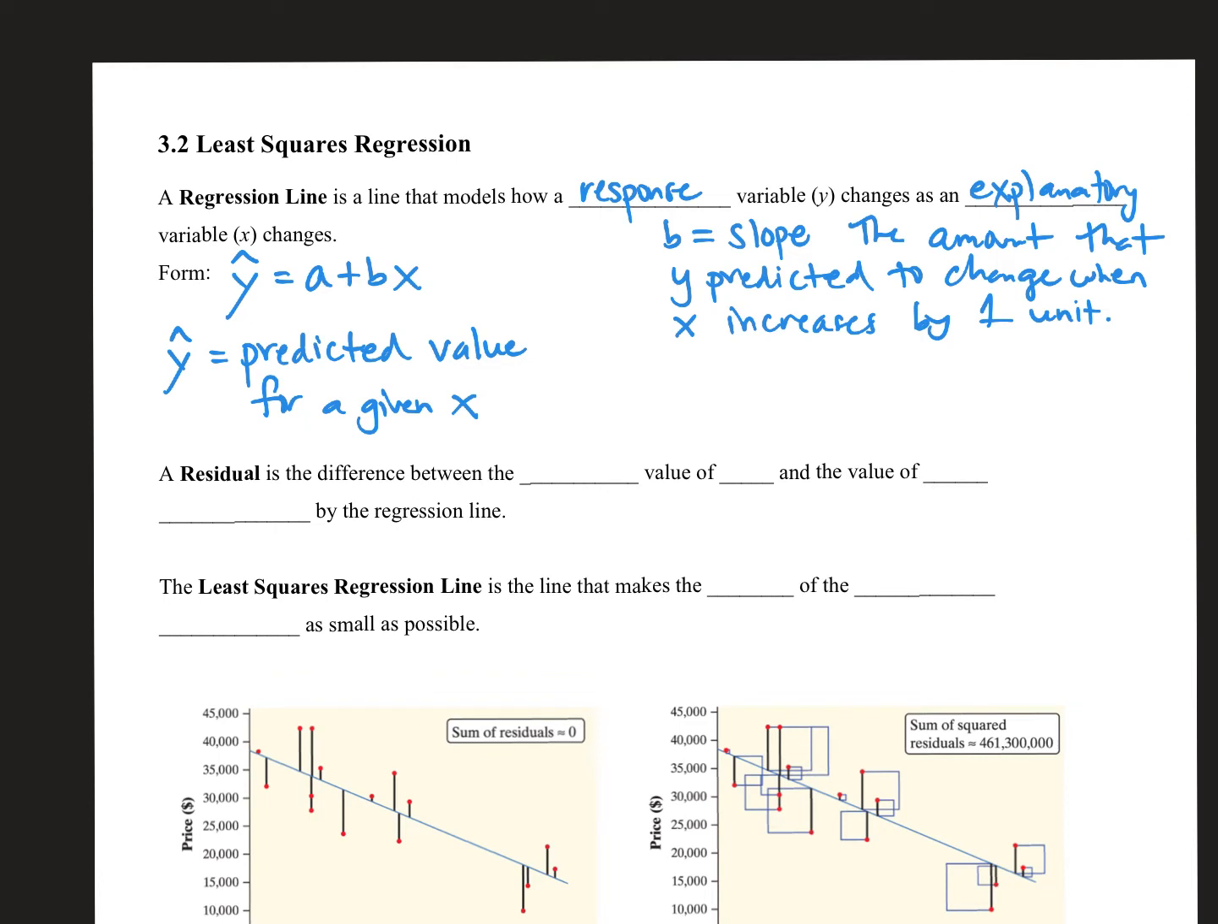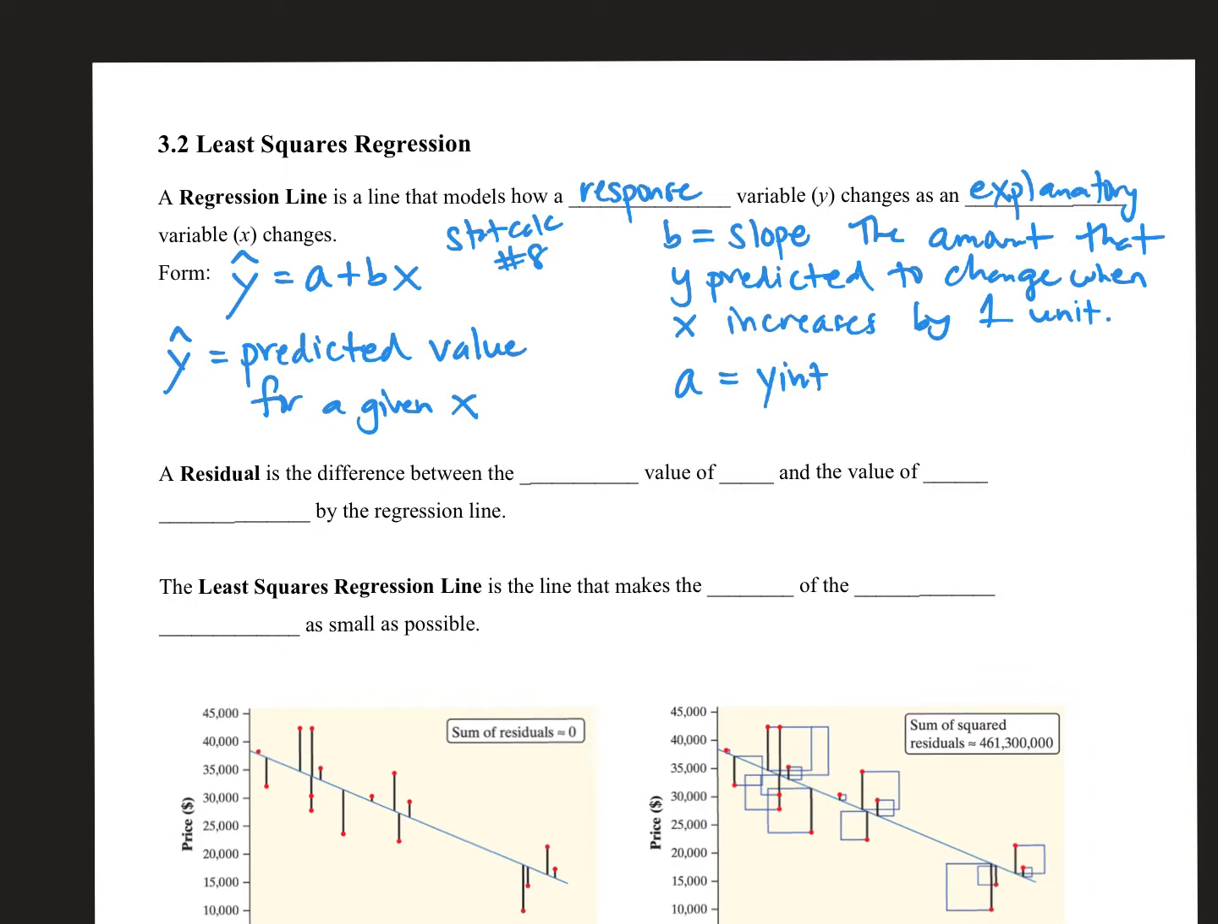Okay, and then a is just the y-intercept. I know it's written a little bit differently, and this is when you go to stat calc. It's number 8 instead of number 4. We're going to use that one now.